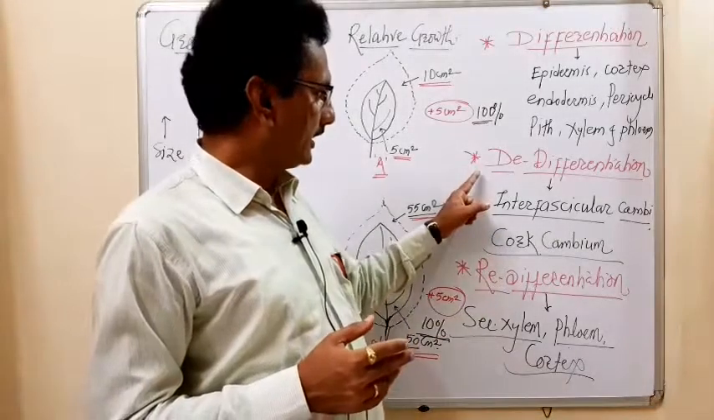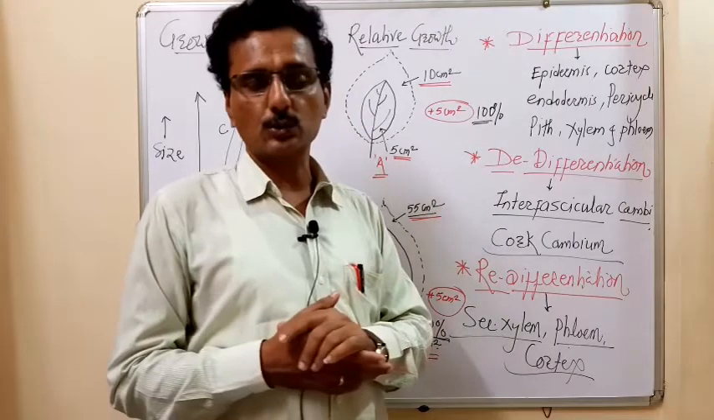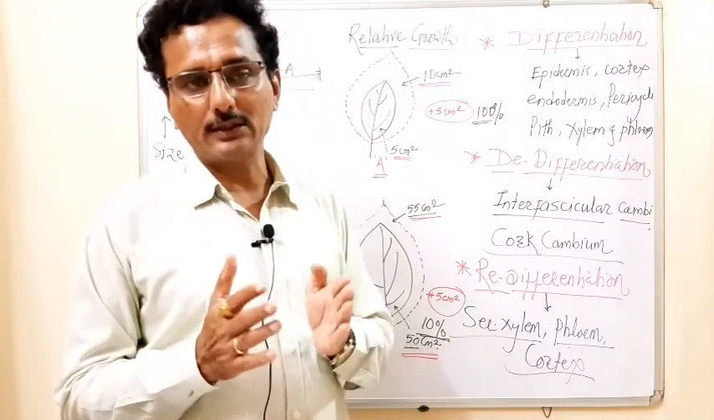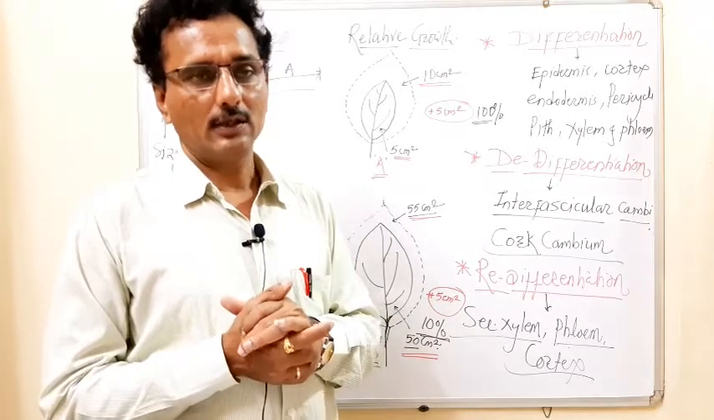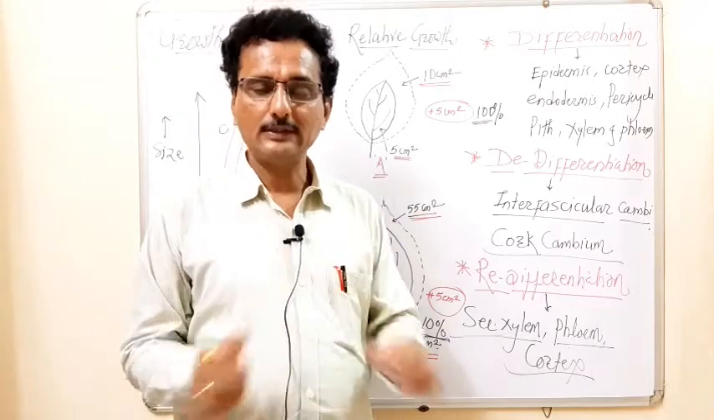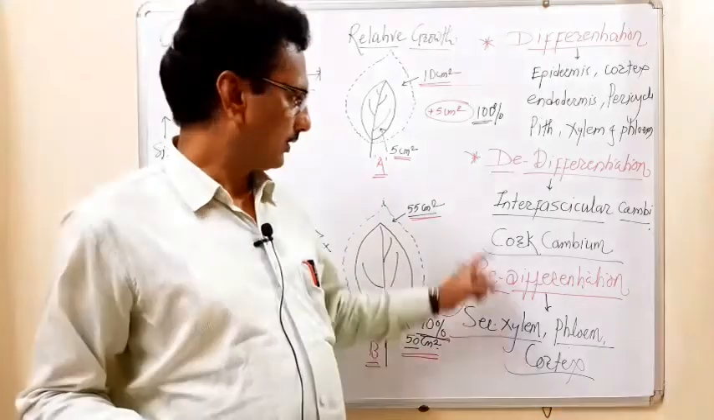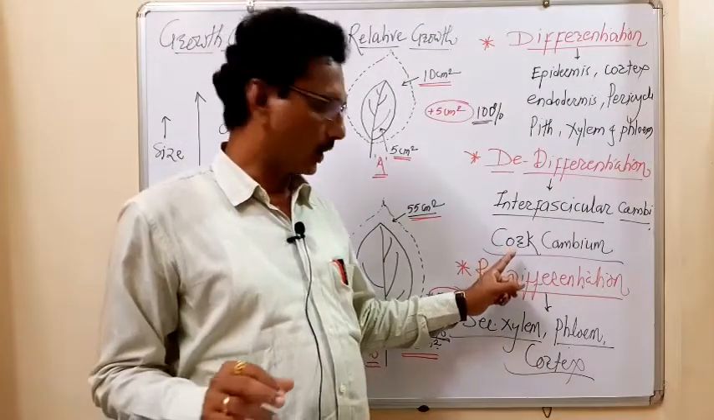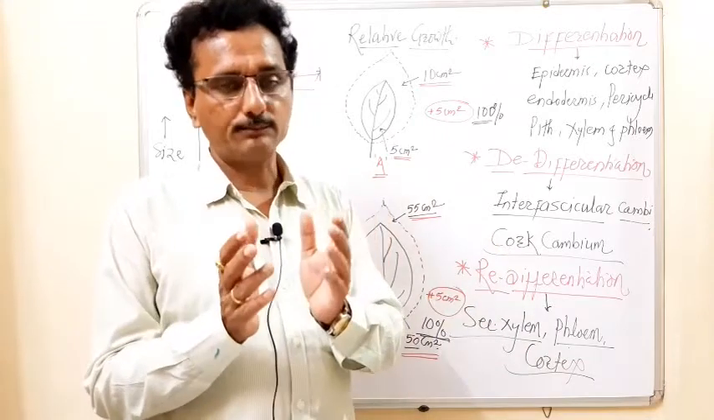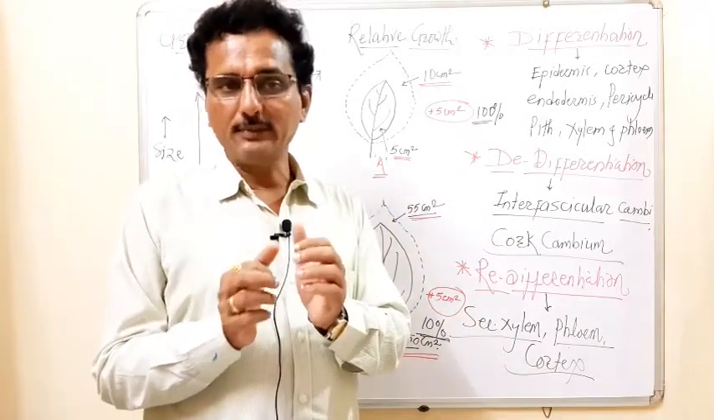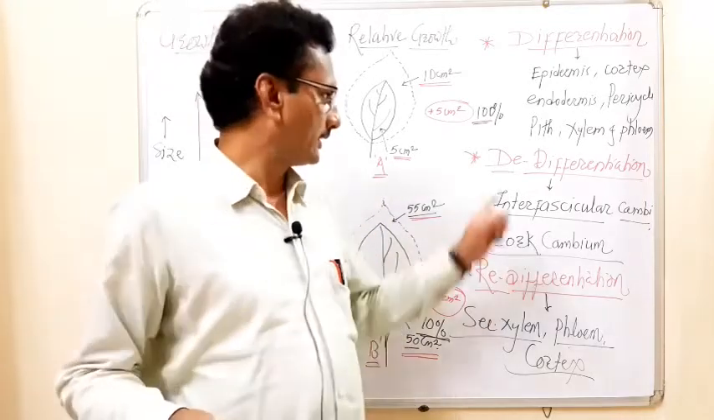Then de-differentiation. What is meant by de-differentiation? De-differentiation means that permanent cells again divide, meaning they regain the power of division, and what do they form? They form the interfascicular cambium and cork cambium. So there is a formation of meristematic tissue from the permanent cell. It is called de-differentiation.